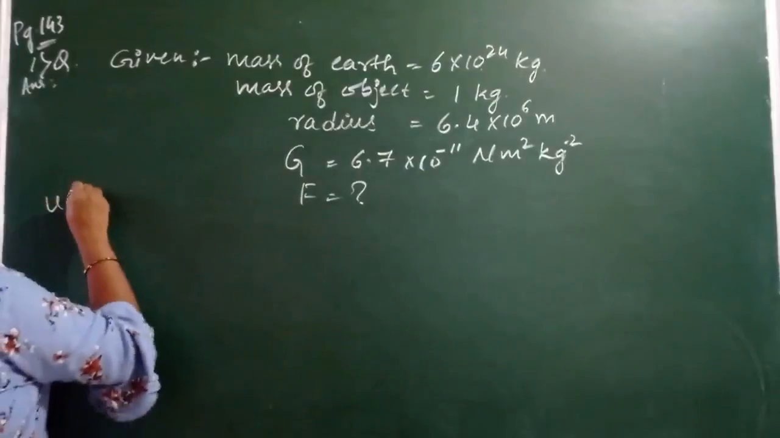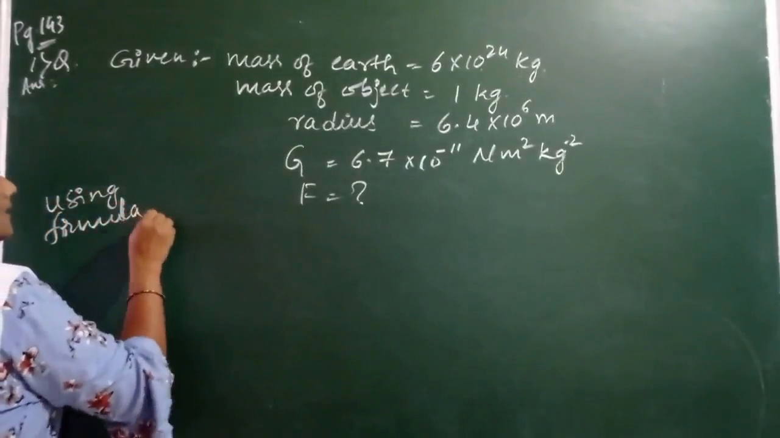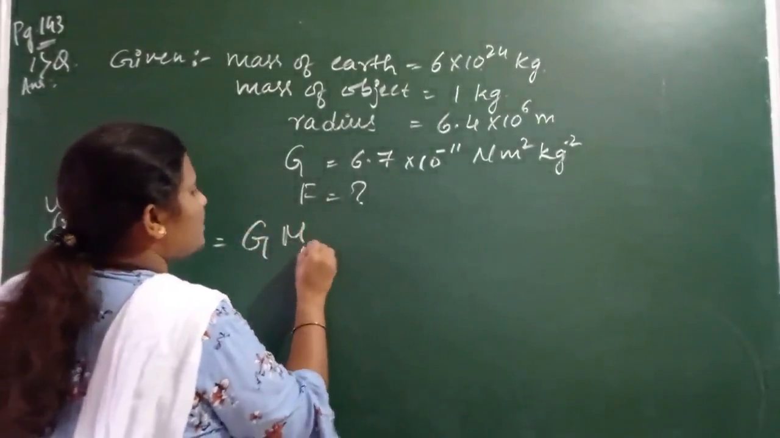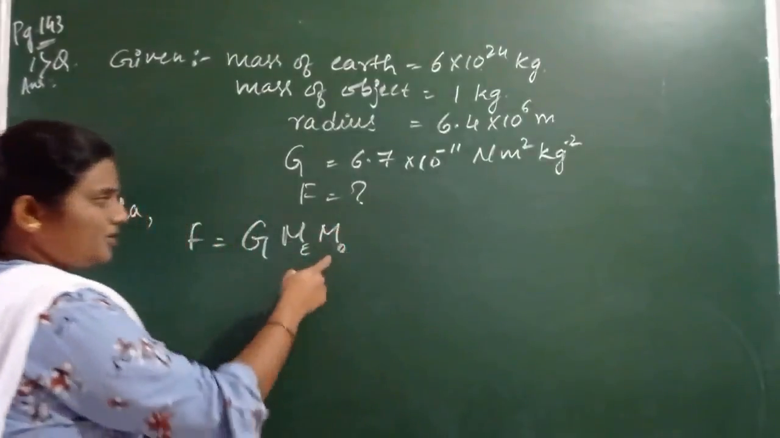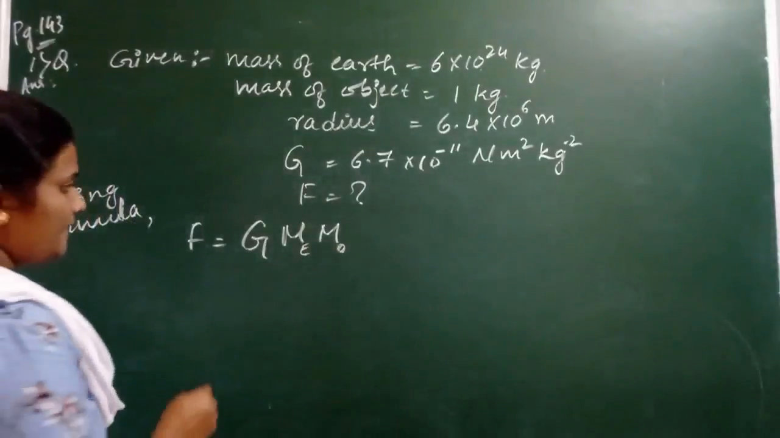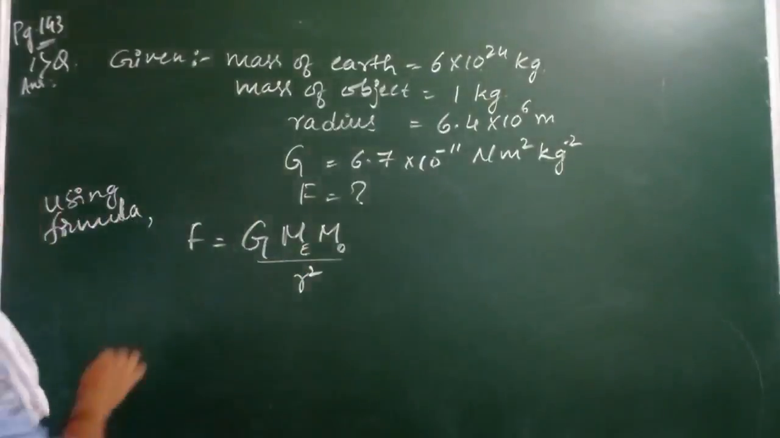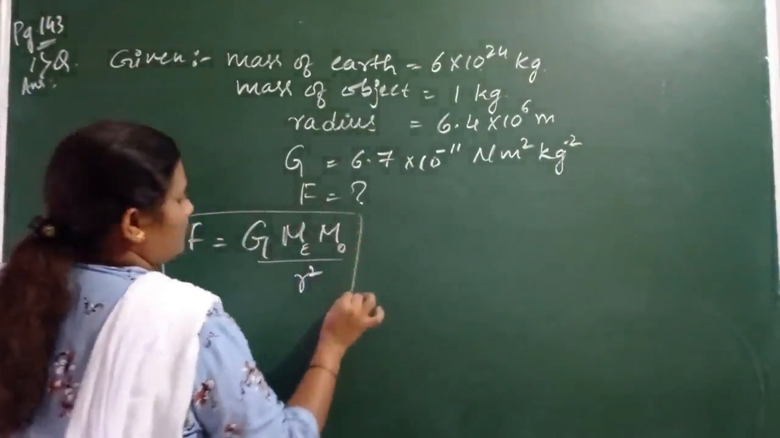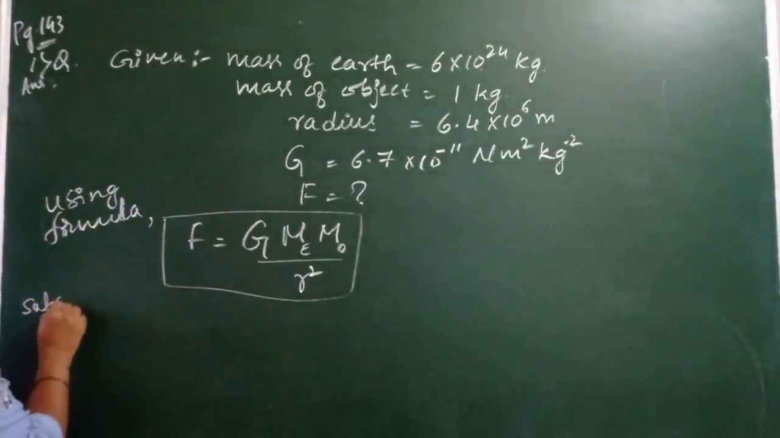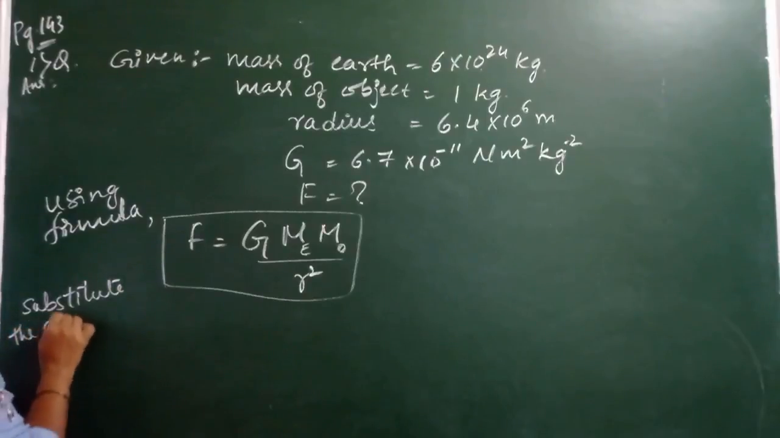So what is the formula? Using the formula F is equal to G into mass of earth, then mass of object, divided by radius square. Here ME means mass of earth, MO means mass of object. This is the formula. Now we have to substitute all the given values in this formula, children.